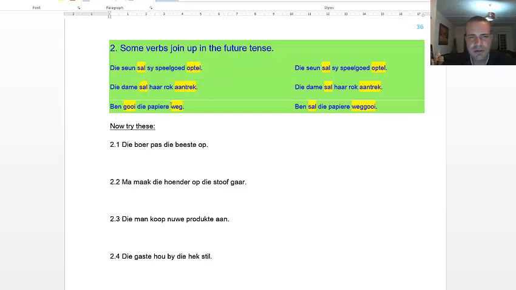Ben gooi die papiere weg. Now, weg is not a preposition. No, it's not a preposition. But it joins. It's just one of those that join. So try to remember that. There we go. Weggooi. In past tense it would have been weggegooi. But now in future tense, we don't need the ge.